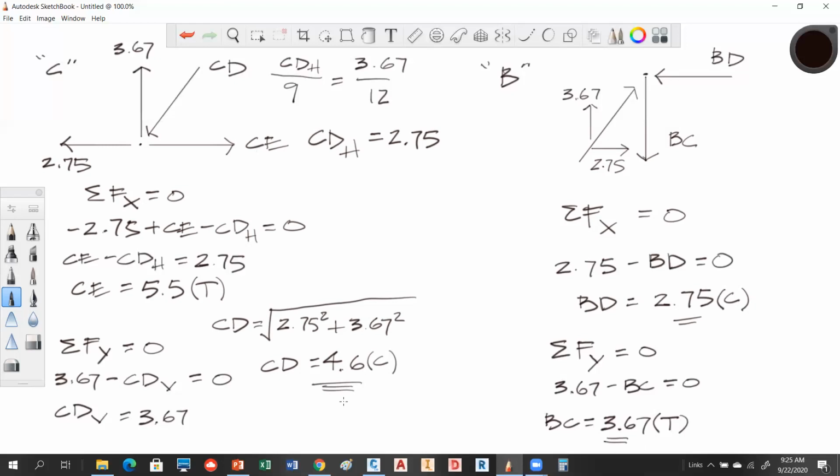Okay, so we've resolved 3 joints now: joint A, joint B, and joint C. Okay, so first of all, let's stop. Are we okay where we are now? Does everybody understand where we are so far? Okay, so now where would you want to probably go from here? Joint E, joint D.